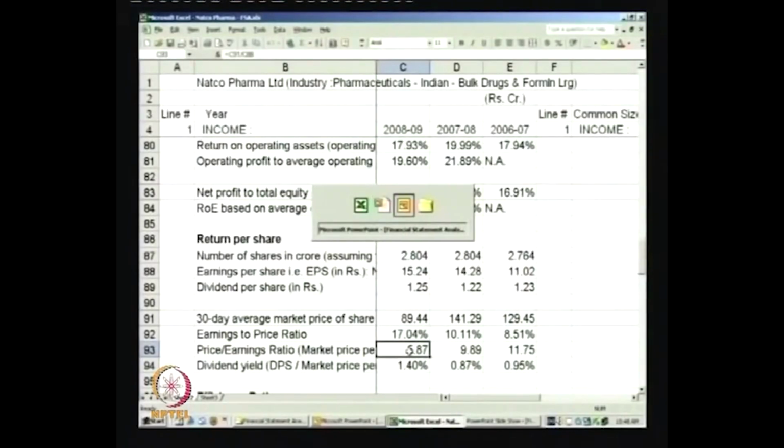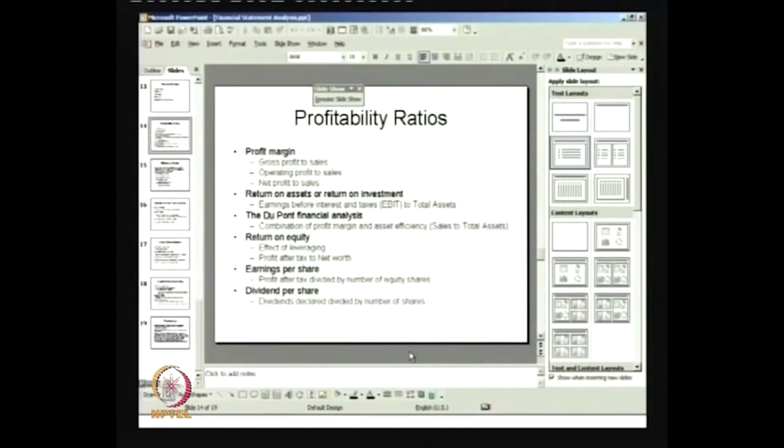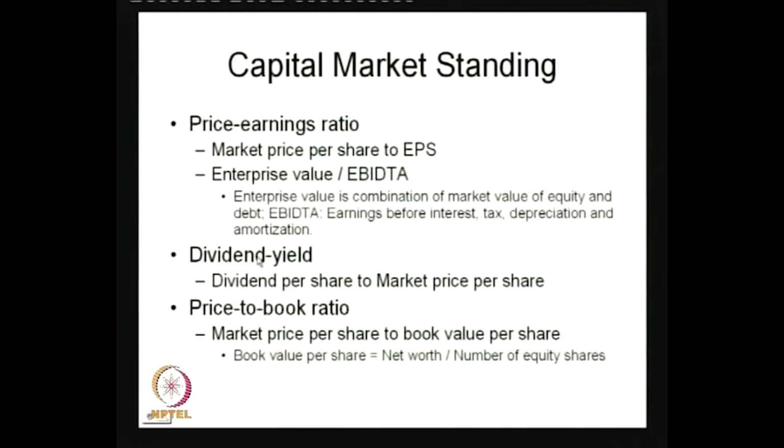Then we go to the next one. Our next ratio is called enterprise value to EBITDA. In this case, instead of taking only the value of equity in the numerator, we take the value of the entire company, that is, the market value of equity as well as the market value of debt, divided by earnings before interest, depreciation, tax and amortization.